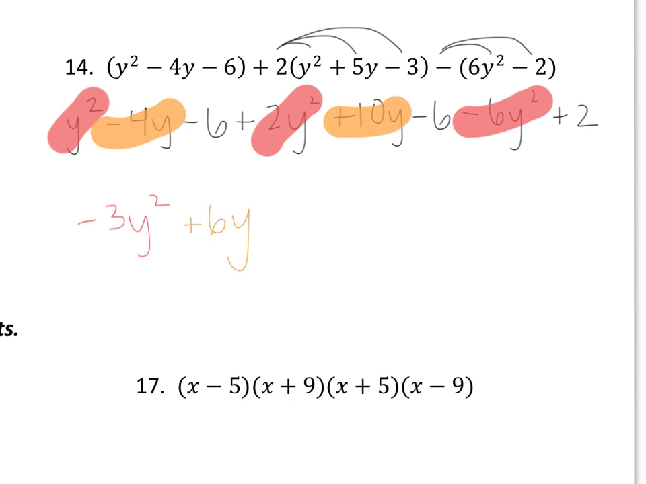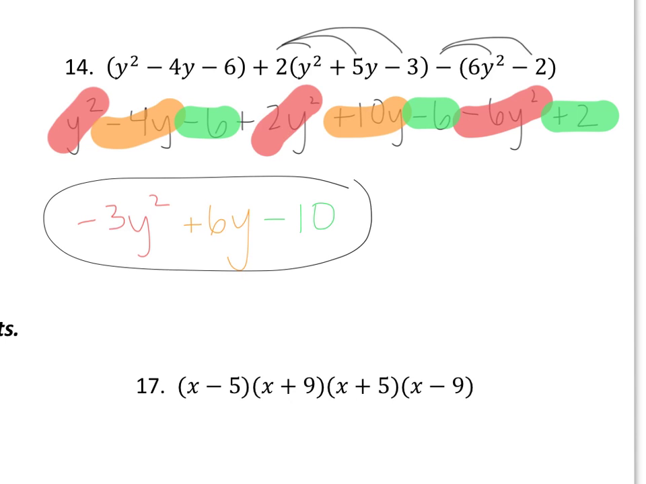And then last but not least, let's look at negative 6 minus 6 plus 2. Negative 6 minus 6 is negative 12. Negative 12 plus 2 is negative 10. And that's my final answer color-coded for you. Let's move on.